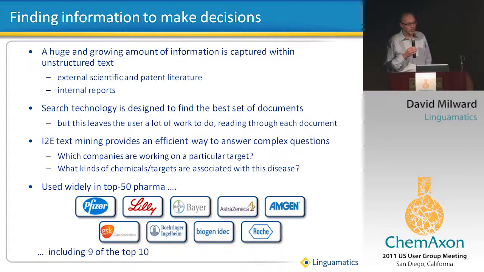Now, search technologies are designed to give you the best set of documents for a particular search term, but you then have to read through all those individual documents. So what text mining is trying to do is to save you time by more efficiently answering various questions you have. Things like which companies may be working on a particular target, what kind of chemicals are associated with a particular disease. The technology is used widely in the top 50 pharma, so the I2E solutions used, for example, in 9 of the top 10 pharmaceutical companies.